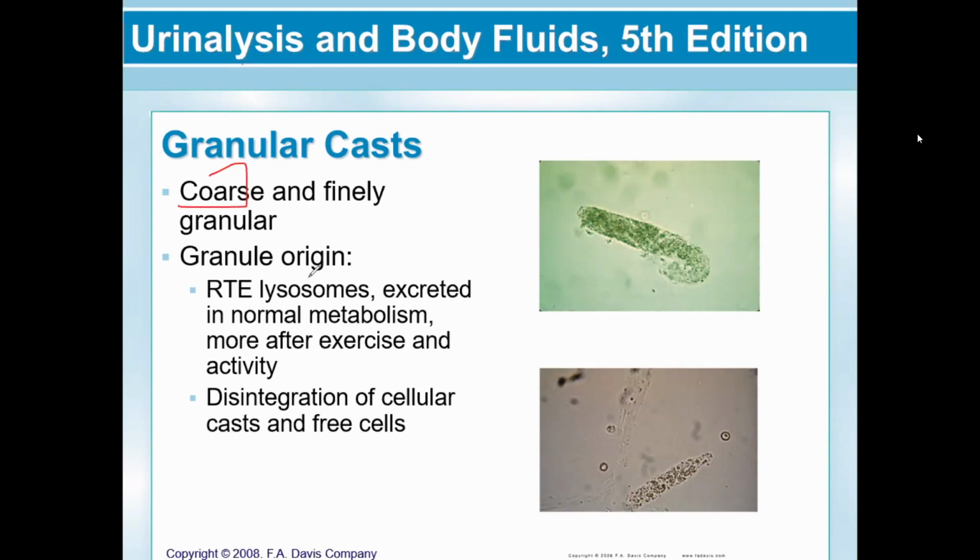They're coming from the lysosomes of our RTE, okay, and they are usually excreted as part of normal metabolism, or other physiologic causes like after exercise and strenuous activities. So it can be normal. Or sometimes, when your red blood cells disintegrate, they appear like your granular cast. For example, your dirty brown cast looks like it.